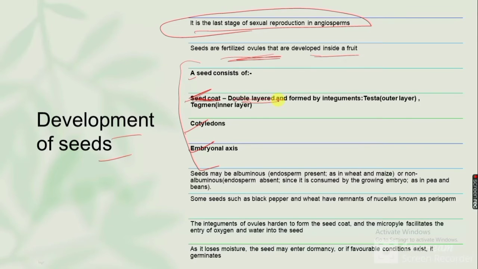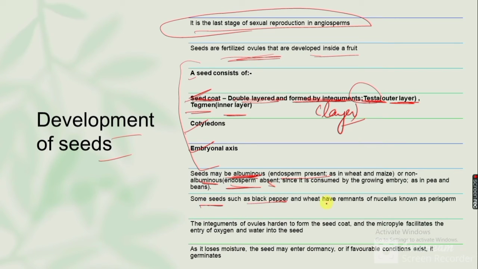What is a seed coat? It is double layered and formed by integuments. Integuments means layers. It contains two layers: testa, the outer layer, and tegmen, the inner layer. Seeds may be albuminous, that is the endosperm present, or non-albuminous, meaning endosperm absent.